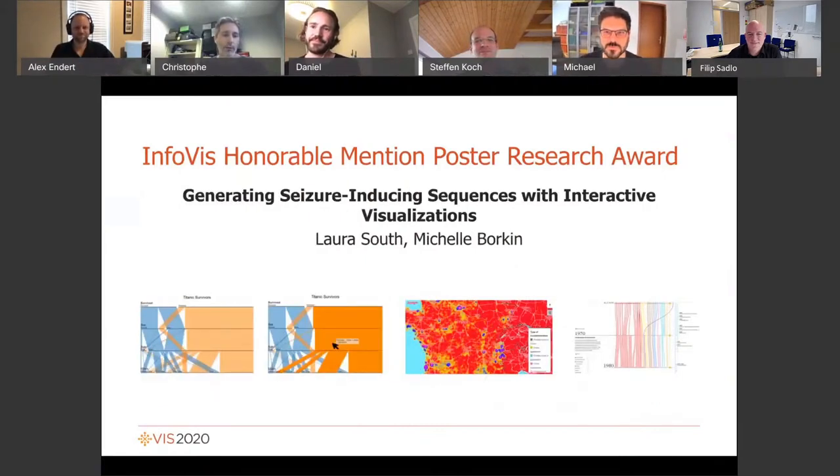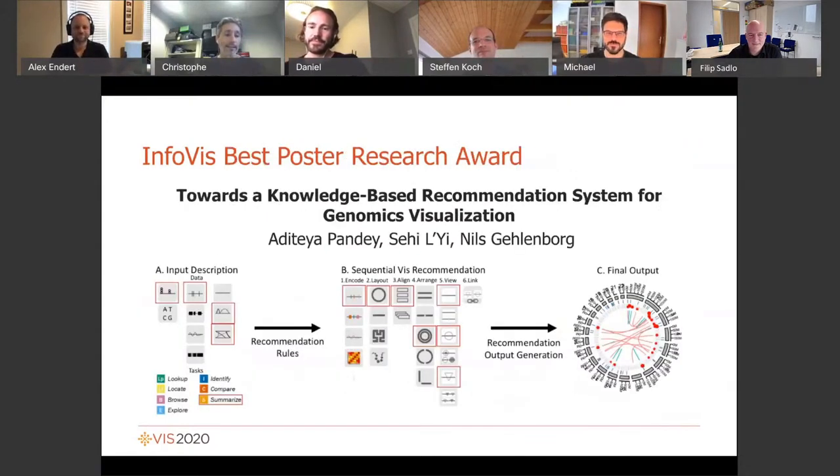So the second Honorable Mention Poster Research Award goes to Generating Seizure-Inducing Sequences with Interactive Visualization by Laura South and Michelle Borkin. Congratulations. And the Best Poster InfoVIS Research Award goes to Toward Knowledge-Based Recommendation System for Genomics Visualization by Aditya Pandey and colleagues. Congratulations.